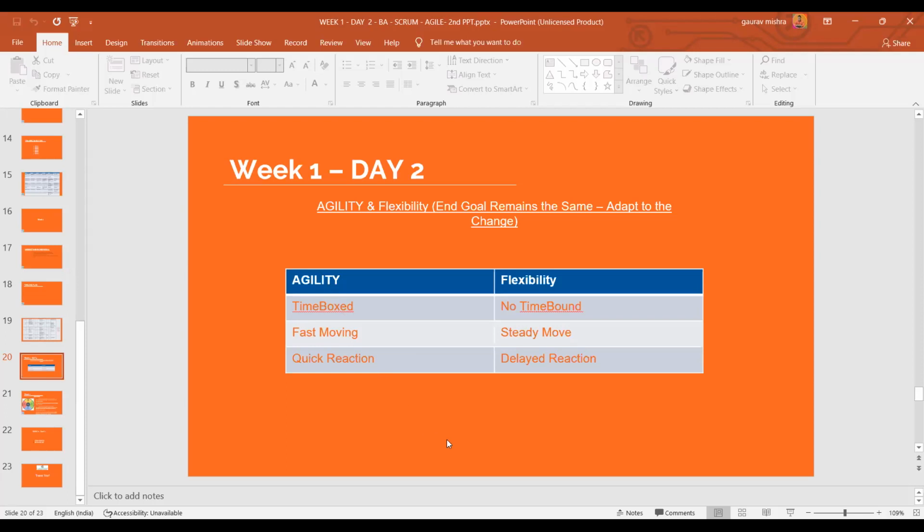Agility looks for quick reaction and responses. However, with flexibility, even if you have a delayed response, that is okay. So what we are going to look at further: we are going in a bit of fast-track mode, and today we are going to learn about the Agile Manifesto at a glance.